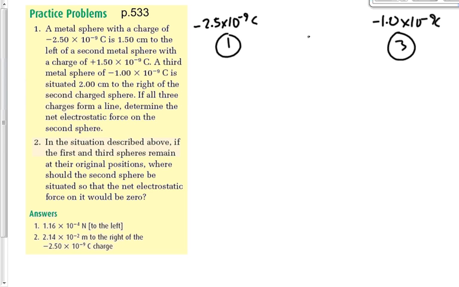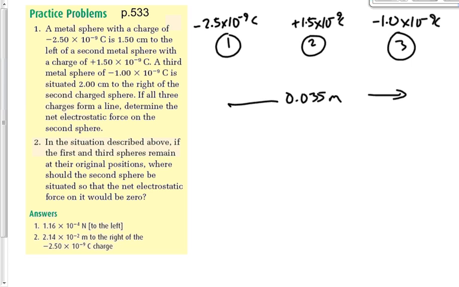And we got a charge 2 in here somewhere. We don't know where it is, but it's somewhere in between 1 and 3. It's positive 1.5 times 10 to the minus 9 coulombs. We've got 1.50 centimeters here, which gives me 0.015 meters. No, we don't. The only thing we know here is the distance between 1 and 3 is 0.035 meters.